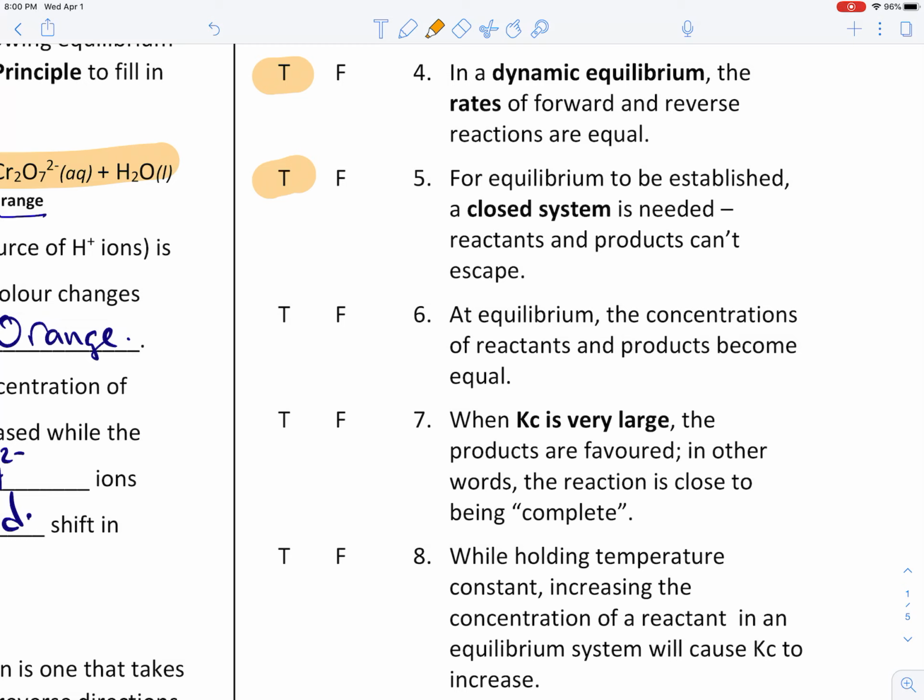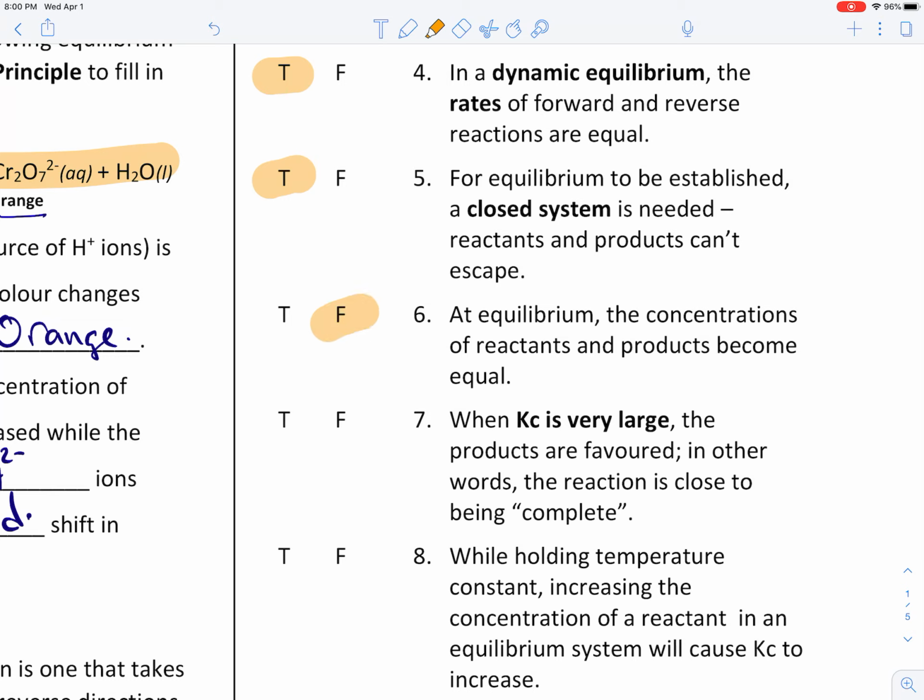So the reverse reaction's rate will build up, and eventually the rate of evaporating and the rate of condensing are equal, and you've reached equilibrium. So you need a closed system for equilibrium to be established. Number 6, equilibrium concentrations of reactants and products are equal.